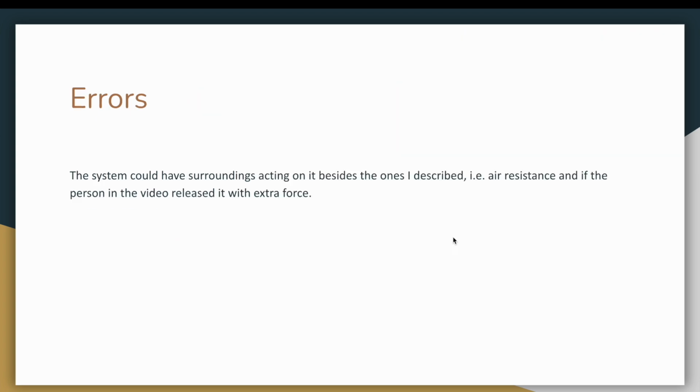So some potential errors that could be found in this experiment were the neglect of other things in the surroundings, such as air resistance. Also, if the person who released the weight on the spring in the video accidentally added some of their force onto it, that could change the reaction of the spring.